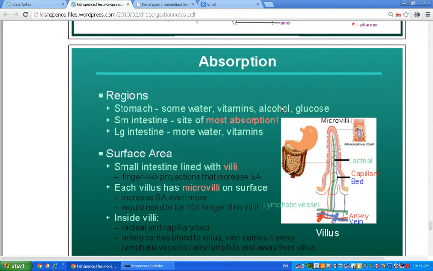Alcohol can also be absorbed in your stomach. So that's why they say that it gets absorbed a lot faster if you don't have much food in your stomach, because it doesn't have to compete with the other stuff that's in your stomach. It just gets absorbed right into the wall.